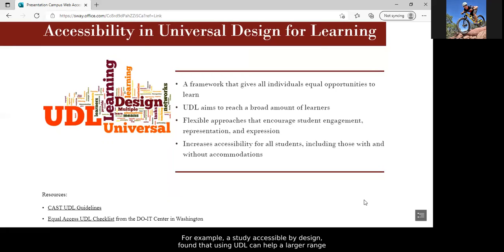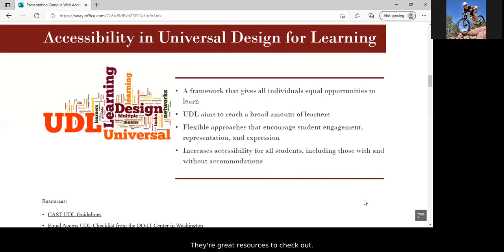For example, a study, Accessible by Design, found that using UDL can help a larger range of students who have accommodations. A UDL approach can act as an umbrella to meet the needs of multiple student preferences and accommodations all at once. They found that a student using text-to-speech software was able to be more independent and relied less on their accessibility office because everything in the course was designed to be readable by the text-to-speech software. There are some additional resources on UDL cited here, the CAST UDL guidelines and the Equal Access UDL checklist from the DO-IT Center. They're great resources to check out.